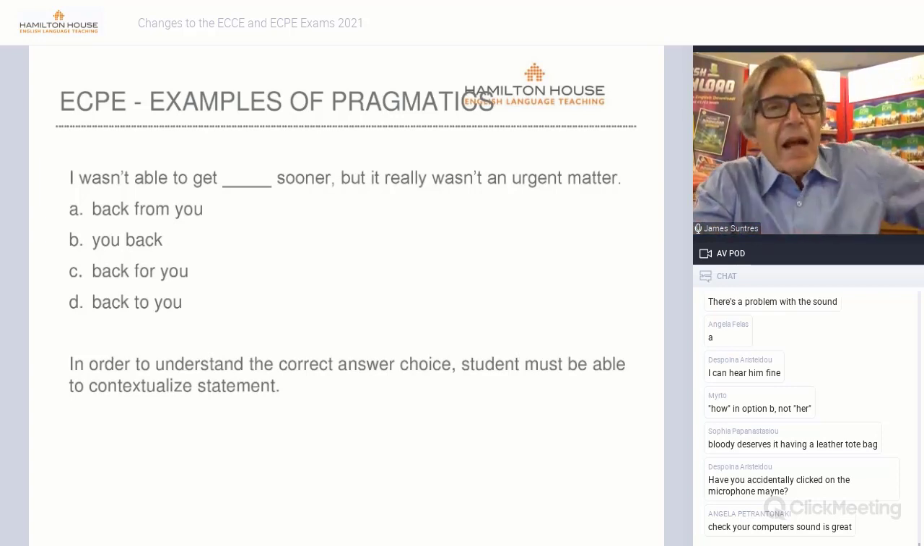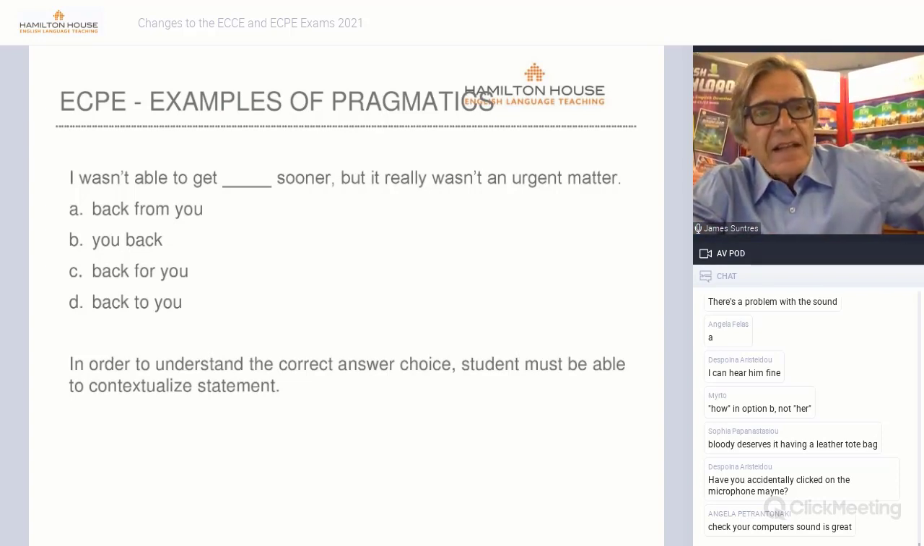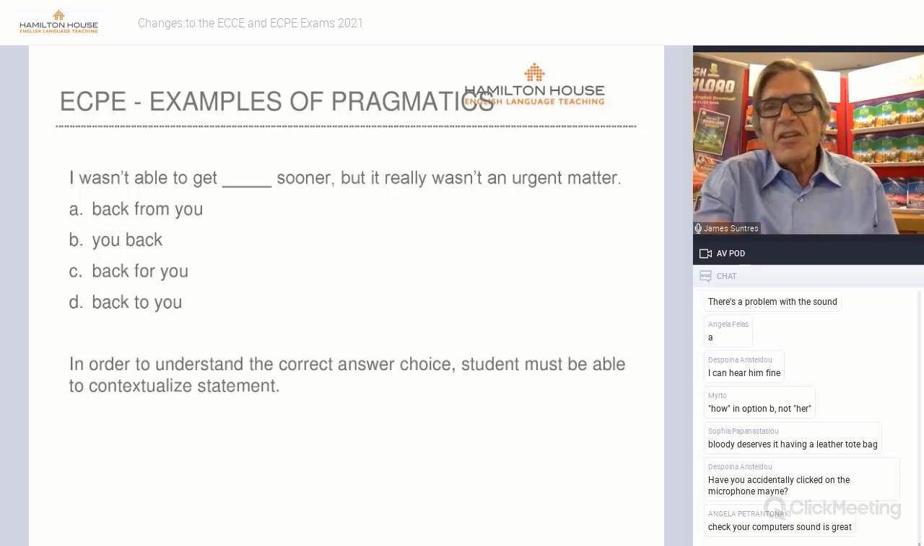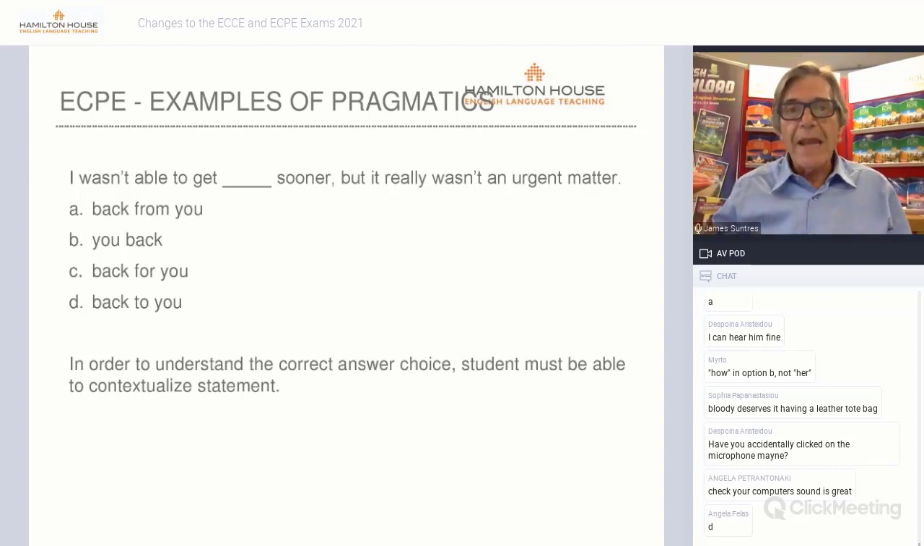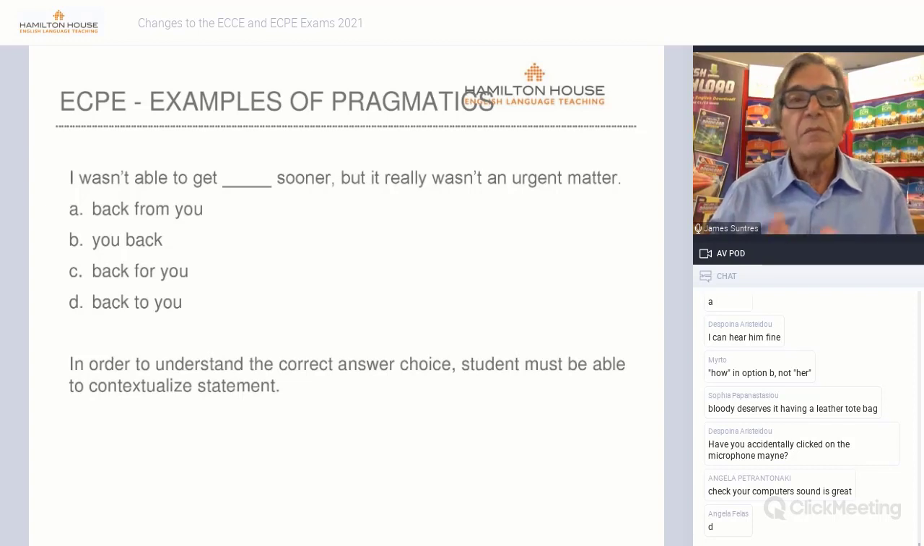If you look at "I wasn't able to get sooner" and stop right there, just ignore the second half of the sentence. I wasn't able to get back from you sooner. I wasn't able to get you back sooner, back for you sooner. Arguably, these three options are not totally wrong. You don't really know what is right or what is wrong unless you read the whole statement. I wasn't able to get back to you sooner, meaning I wasn't able to respond.